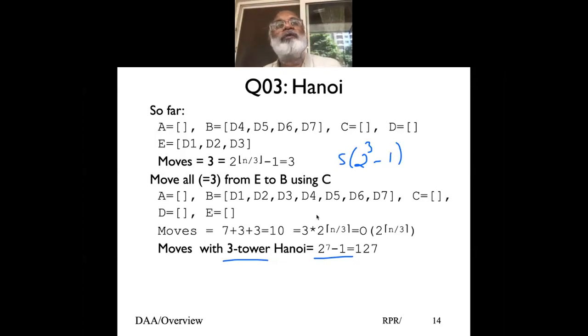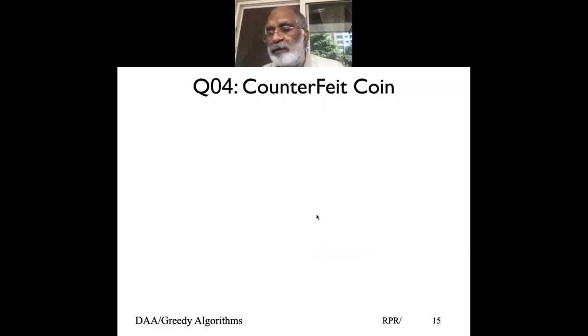So divide the problem into a known, smaller-size problem and solve it. Given a problem of size n, we divide it into problems of size n by 3 and solve it. This was the question of Tower of Hanoi. Any questions on Tower of Hanoi?